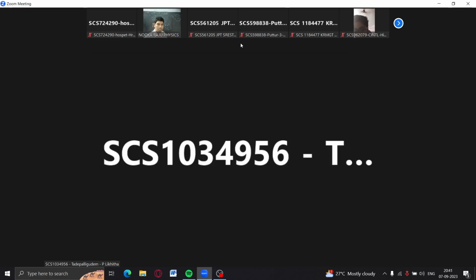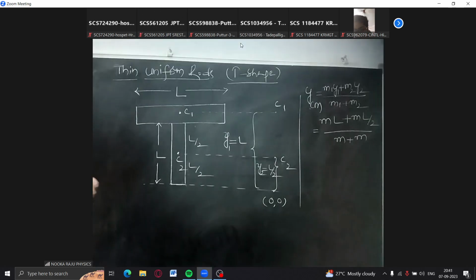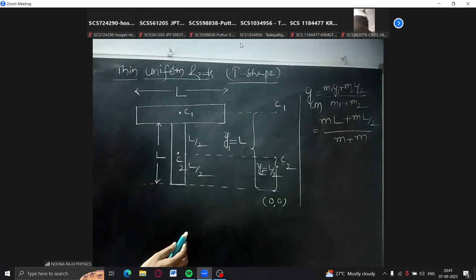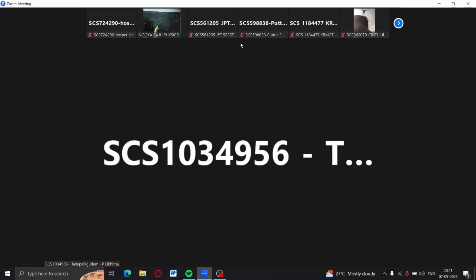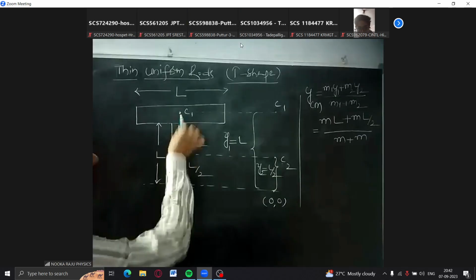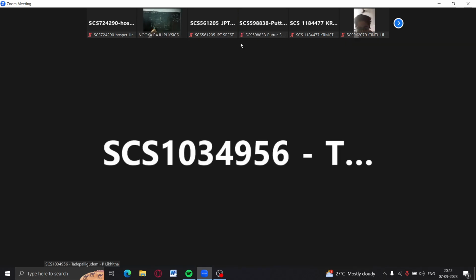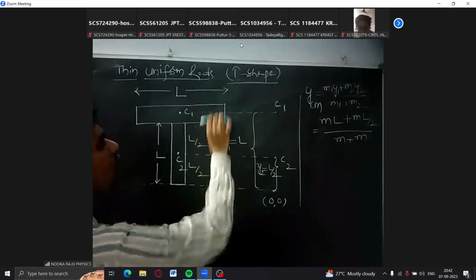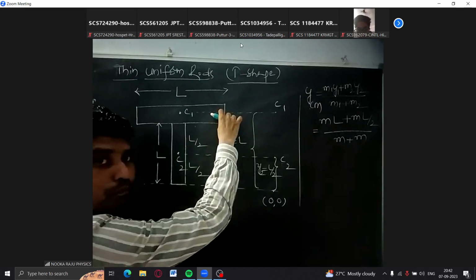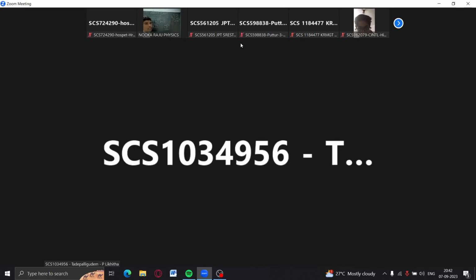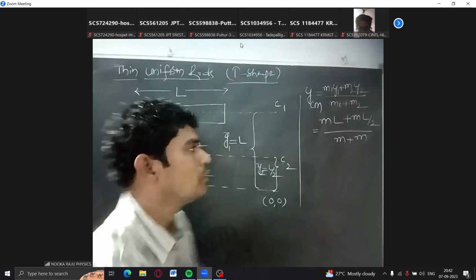Yes, how is Y1 equal to L, sir? The L is the length of the second rod, right, sir? This is actually L, sir. So this is equal to L. But this is a very small width, so it is negligible. Okay, sir. Okay. Yes, sir.